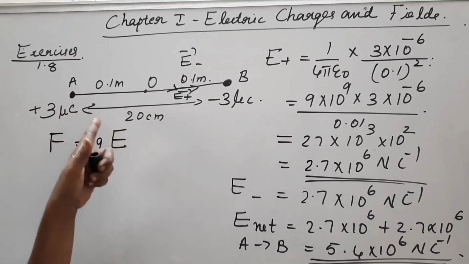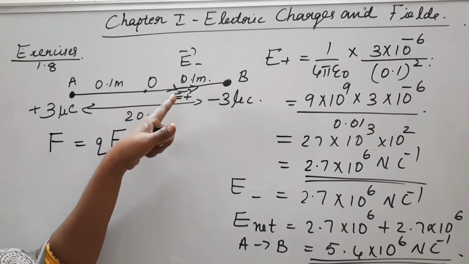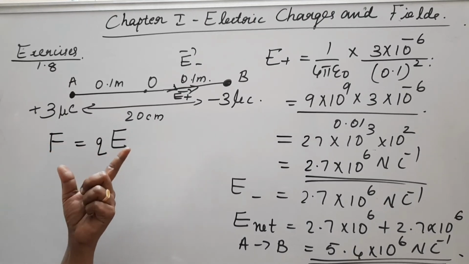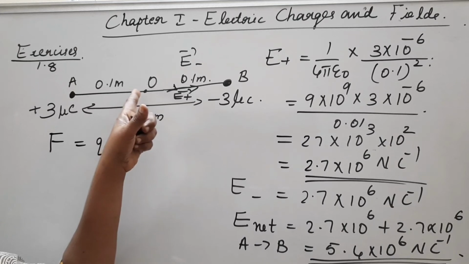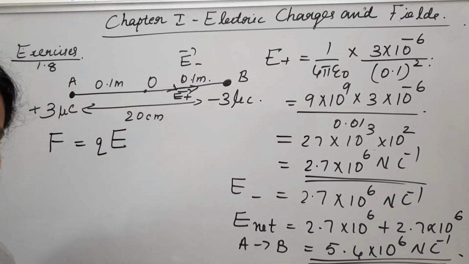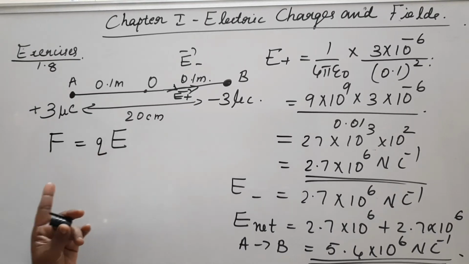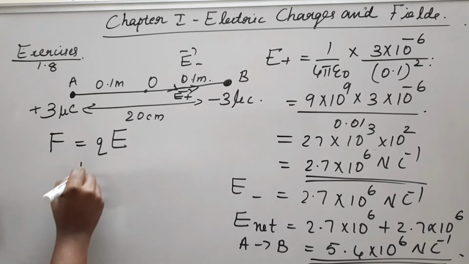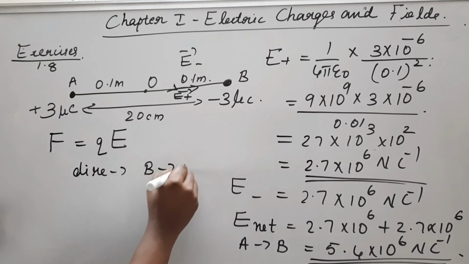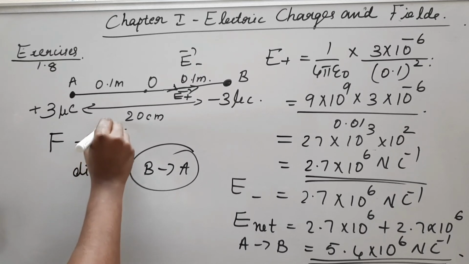Since a positive charge is being kept, no, sorry, it's a negative charge. So negative charge is kept. So it will experience a force in the direction opposite to the direction of electric field. This we have already discussed in the previous session. If the direction of electric field is given, the positive charge will experience a force in the direction of electric field, and a negative charge will experience a force in the opposite direction. So here the direction of force is from B to A, because the charge Q is negative.